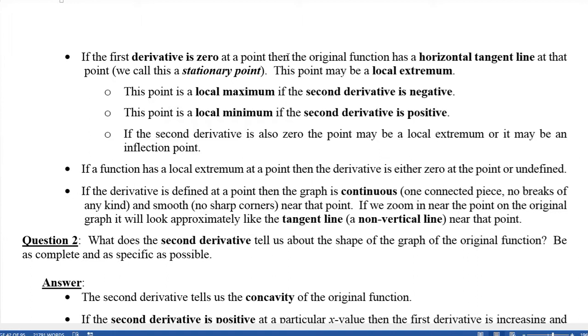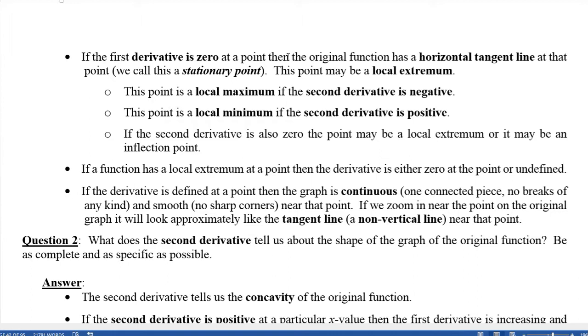If the first derivative is 0 at a point, then the original function has a horizontal tangent line at that point. We call this a stationary point. And this may be a local extremum. It's a local maximum if the second derivative is negative and the first derivative is 0. It's a local minimum if the second derivative is positive and the first derivative is 0. If the second derivative and the first derivative are both 0, it may be an extremum or it may be an inflection point. We have to investigate further to see which it might be. It should be one or the other, but not both. So you have to figure out which one it's going to be.